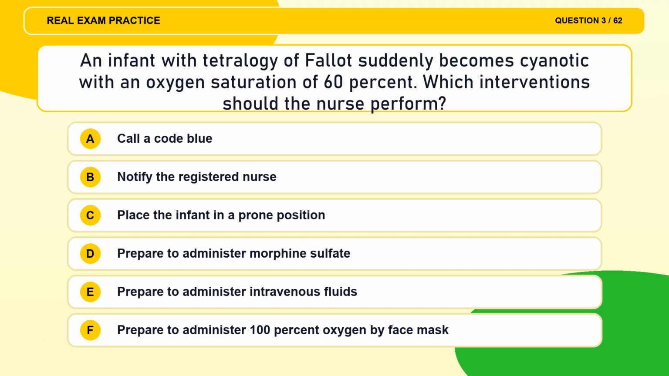Question 3. An infant with tetralogy of Fallot suddenly becomes cyanotic with an oxygen saturation of 60%. Which intervention should the nurse perform? Option A. Call a code blue. Option B. Notify the registered nurse. Option C. Place the infant in a prone position. Option D. Prepare to administer morphine sulfate. Option E. Prepare to administer intravenous fluids. Option F. Prepare to administer 100% oxygen by face mask.